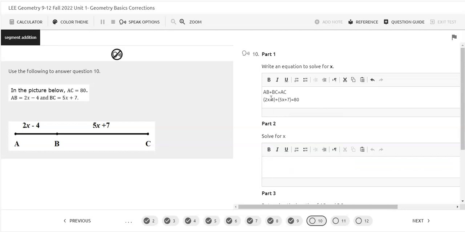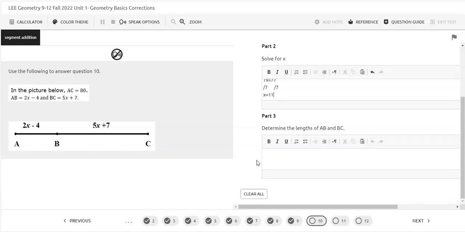All right, so let's combine like terms. 2x plus 5x is 7x. And then negative 4 plus 7 is positive 3. And that's going to be equal to 80. I need to subtract 3 from both sides. And that gives me 7x is equal to 77. Now, if I divide both sides by 7, I'm just going to do it this way. That's going to give me x equals 11.